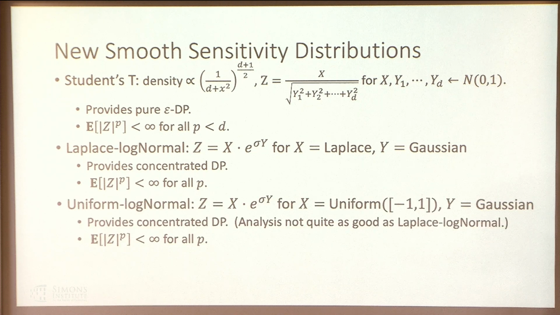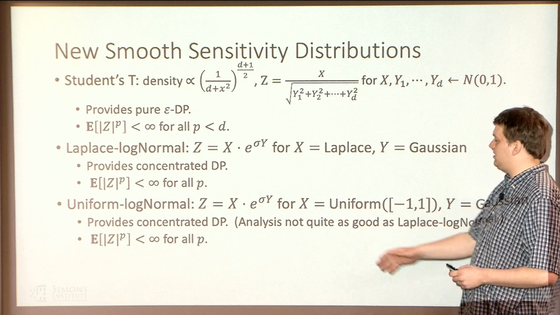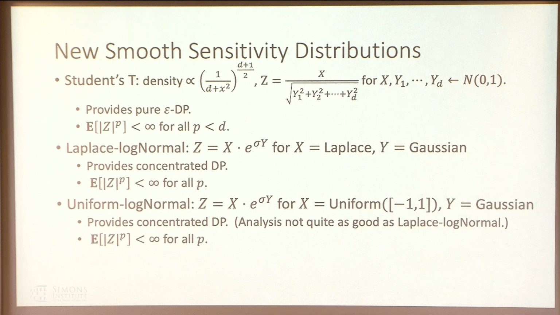It turns out you can actually do another variant of this, which I call the uniform log-normal. Instead of x being a Laplace random variable, now it's just uniform on -1, 1. This also has the same guarantees. However, the analysis is not quite as good. And you'll see later.